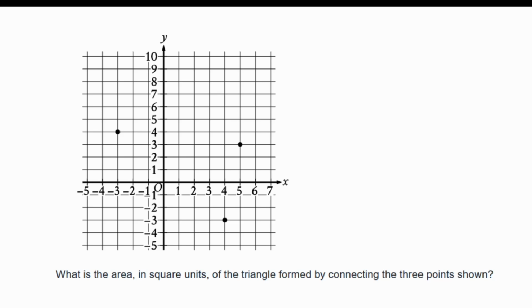Can you solve this hard SAT problem? What is the area in square units of the triangle formed by connecting the 3 points shown? Well, first, let's connect these points. Now that we have our triangle, we can actually apply some geometry and form a rectangle.